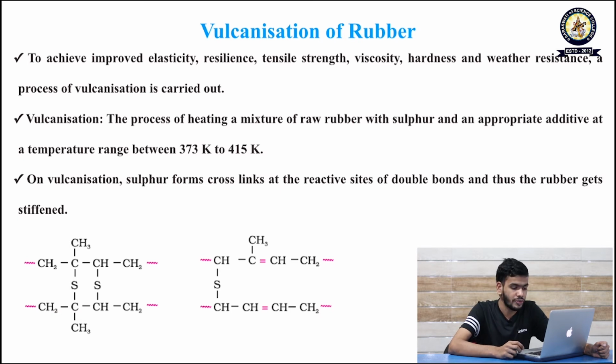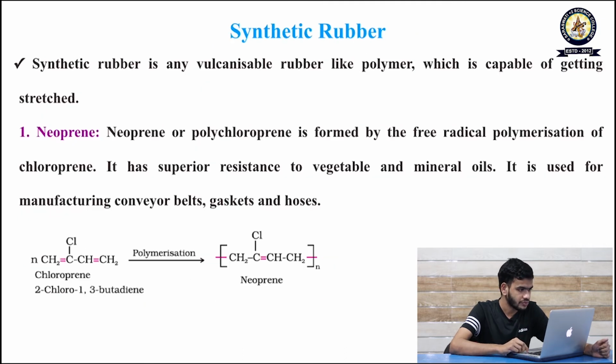So vulcanization is an important process where sulfur cross links form between various chains of this rubber, and due to this vulcanization, the elasticity as well as weather resistance, which are physical properties of this polymer, are enhanced. Understood. So the next is synthetic rubber.